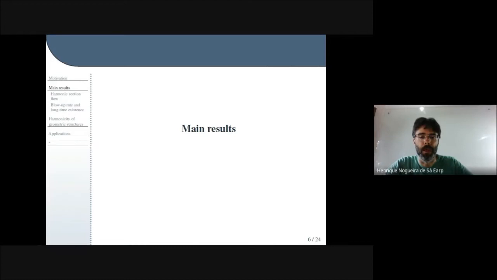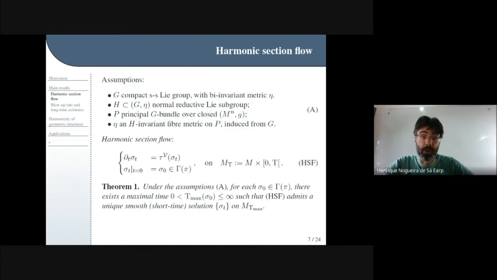Now, what is it that one can establish from there? To be precise, we assume the structure group is a compact semi-simple Lie group with a bi-invariant metric eta, and H is a normal reductive subgroup. Now P is a principal G bundle over the manifold. Let's assume it's just its frame bundle, and let's consider a metric also denoted by eta on P, induced from the invariant metric on G. So it's a fibre metric on P, and the condition that this is a normal reductive pair is precisely to ensure that such an extension exists.